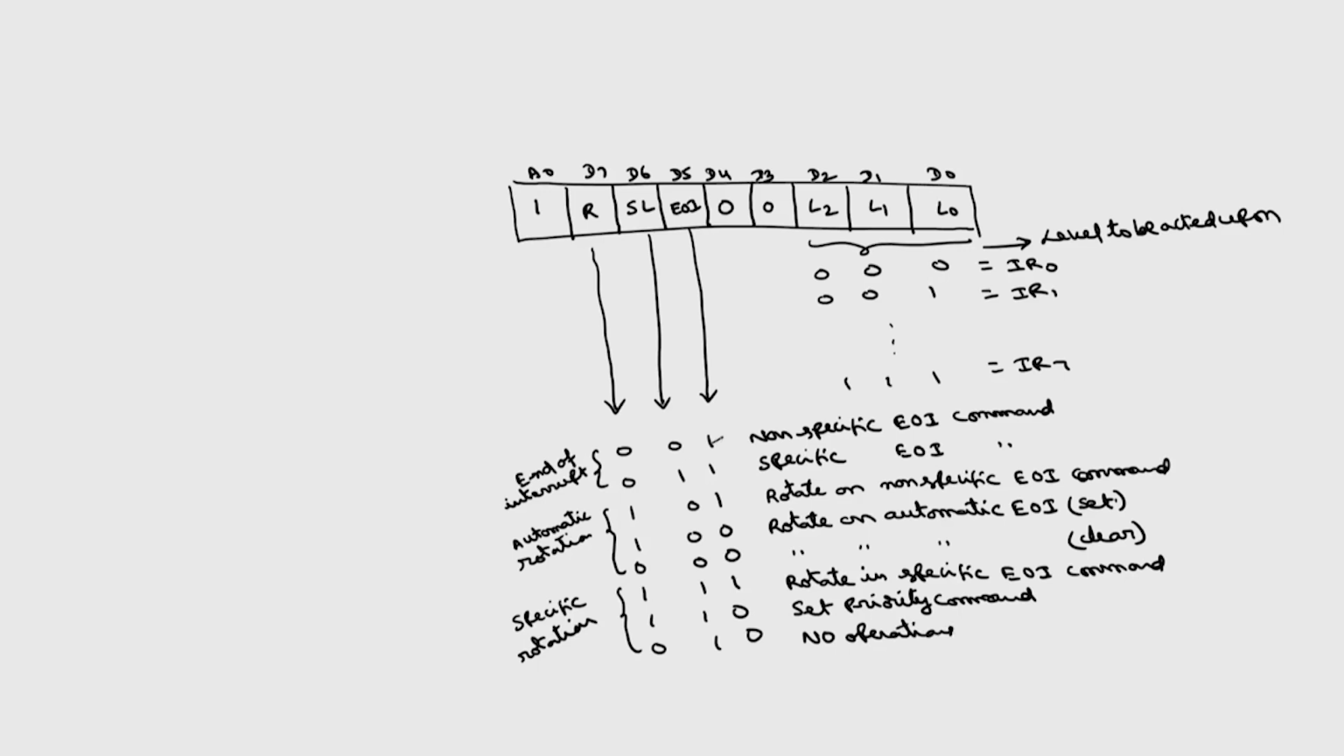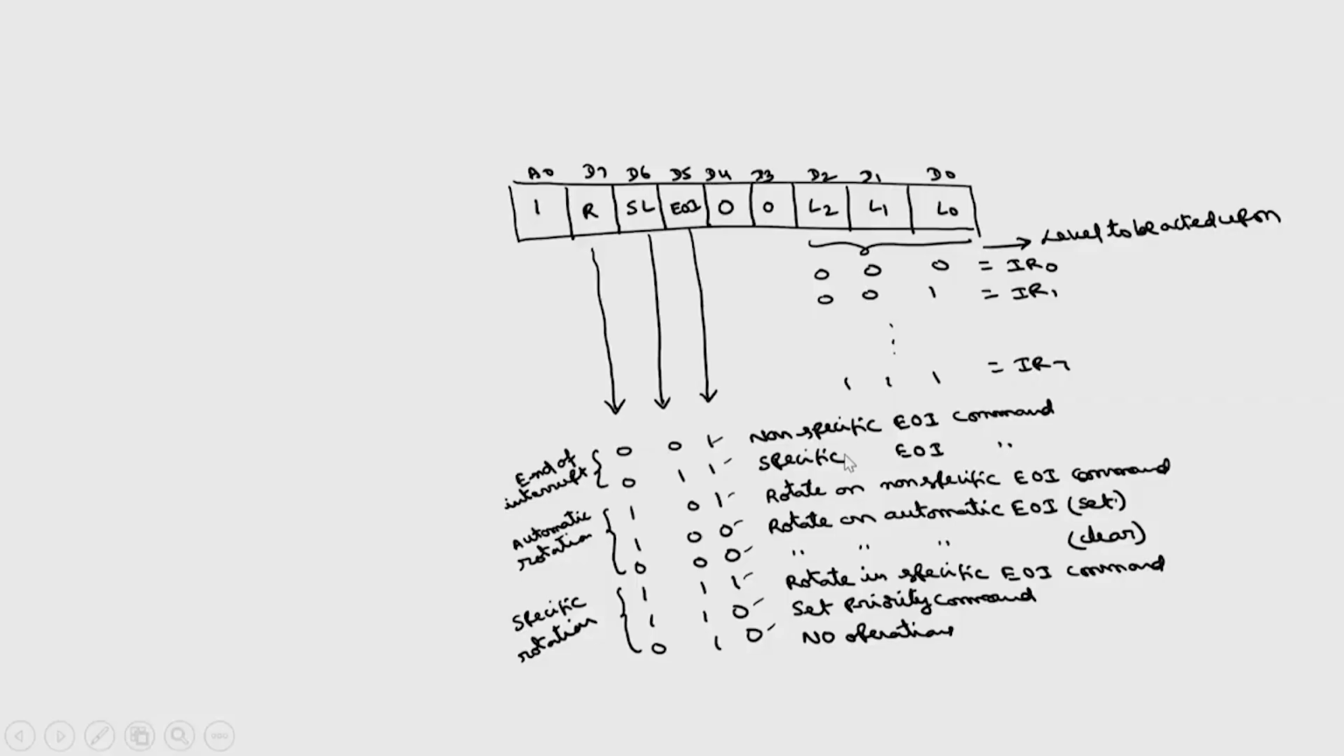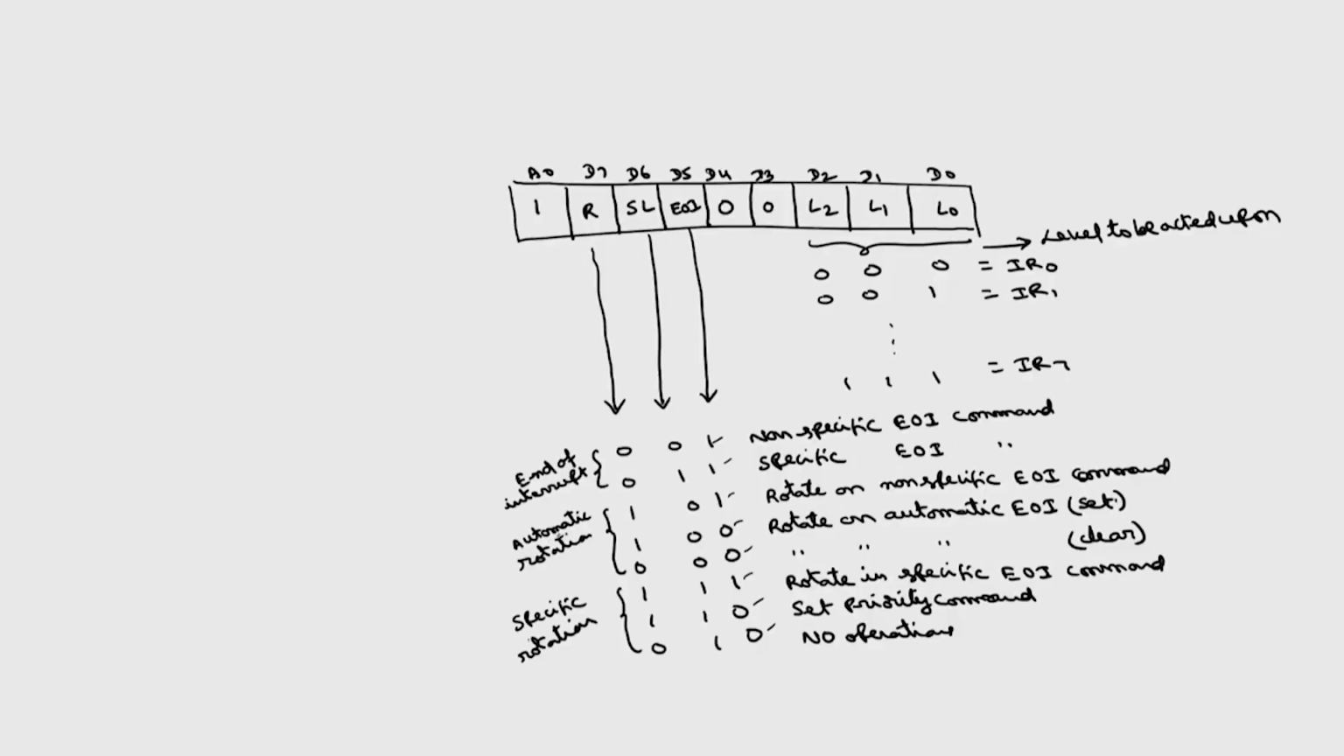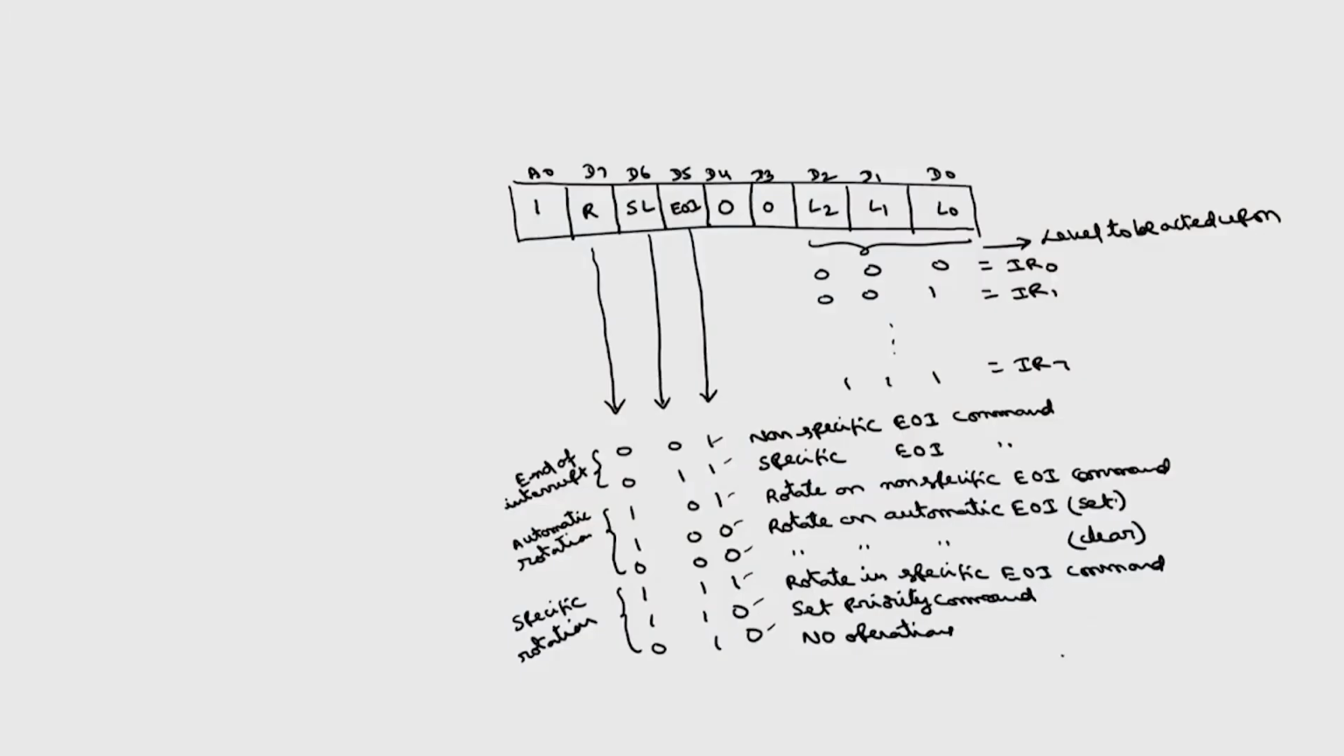Because these two represent end of interrupt, these three will be automatic rotation, these three will be specific rotation, that is why I have given this in a random order. And this non-specific and specific EOI I have just explained. Coming to specific rotation and automatic rotation, we discussed this in the earlier class. In case of specific rotation, the IRs will be assigned the priority.